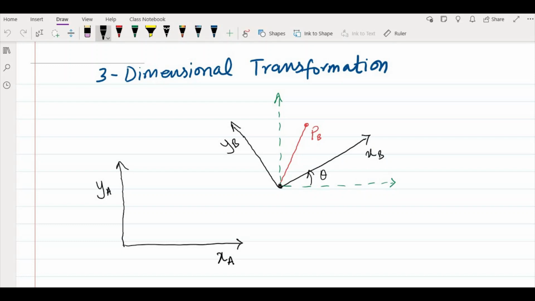So we are interested in finding the position of this point in frame A. So let's draw here, we name this vector as P. Is it clearly visible, or should I draw it with some other color? Okay, let's draw it with red color. So that's what we wanted. We want this PA. Okay, so PB is given. We want PA here. So let's see what else is given here. What else is given?